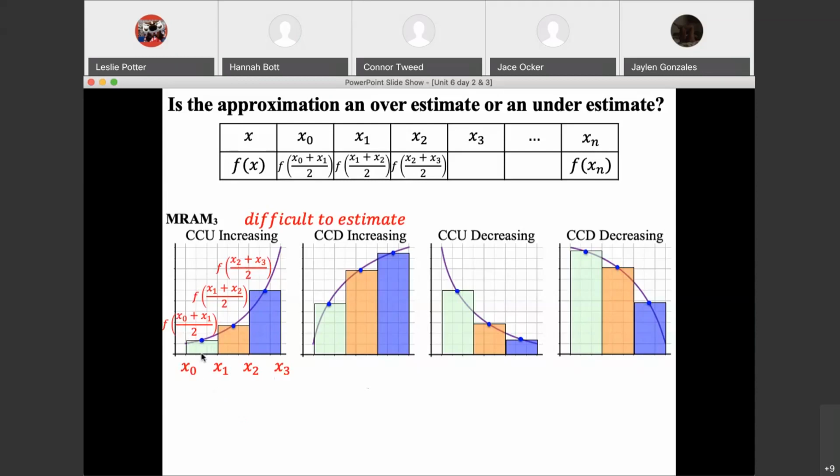That's a little tough to wrap your head around. But the big takeaway here is that with MRAMs, you will start to see fractions in the notation. That's the big takeaway, right? The LRAMs, you didn't see any fractions. The MRAMs, you'll start to see fractions. Okay? That also means we need the last point because we need to average it in. So your MRAM is going to be your same delta x's times this new funny function expression because we're averaging.